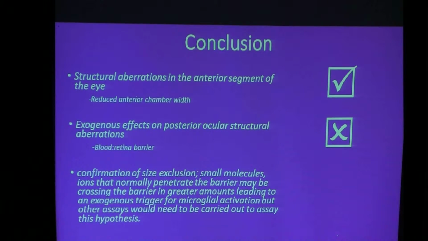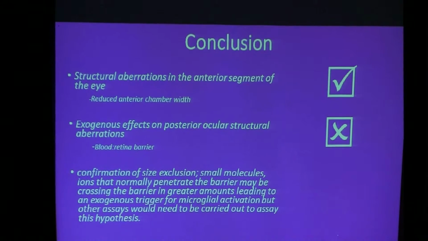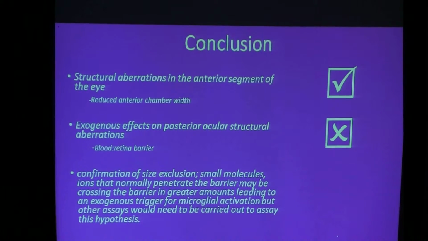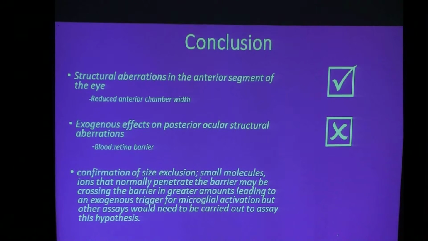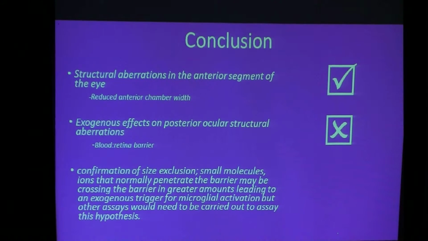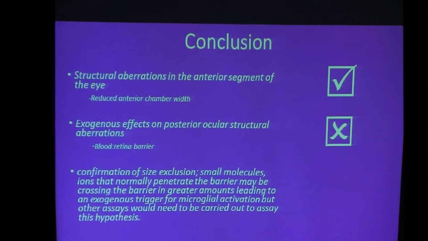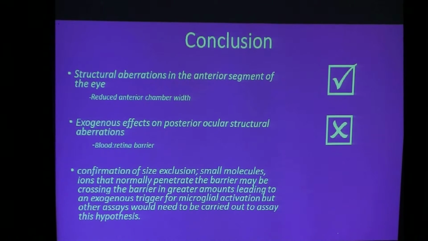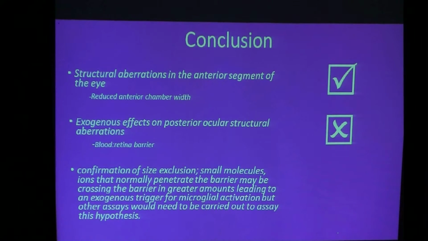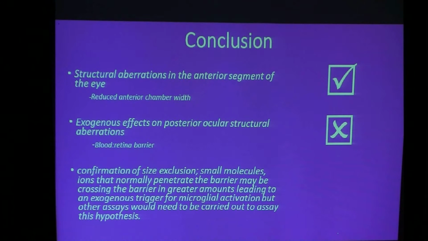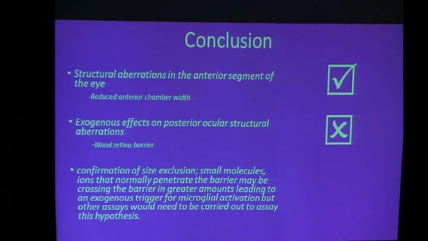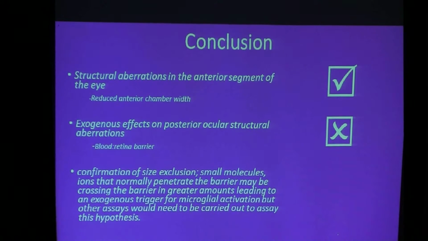So, in conclusion, in the first experiment that we did with my colleagues at Western University, we found that OEEE will cause a structural aberration starting from the anterior segment of the eye. In my research, I found that there's no evidence of exogenous effects on posterior ocular structural aberrations, and specifically in the blood-retinal barrier. So basically, we confirmed the anterior origin of OEEE disease.